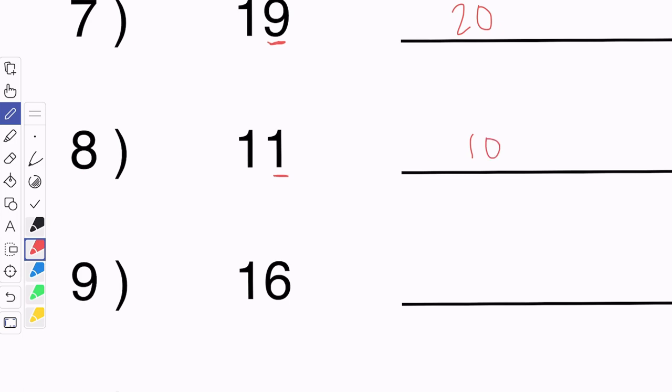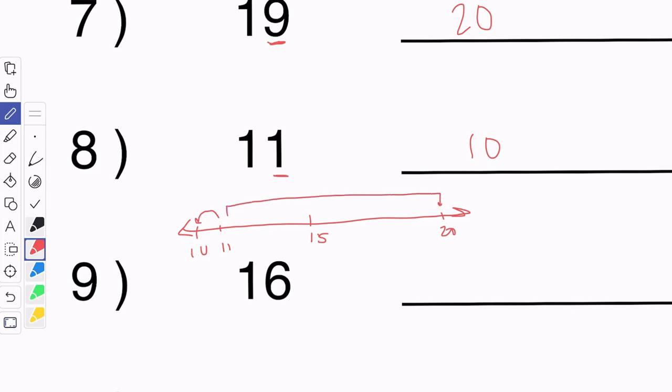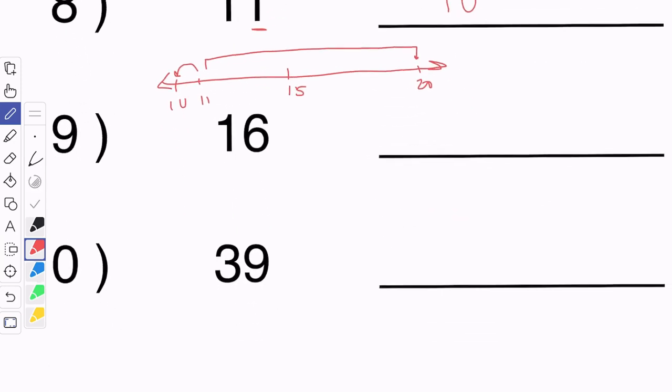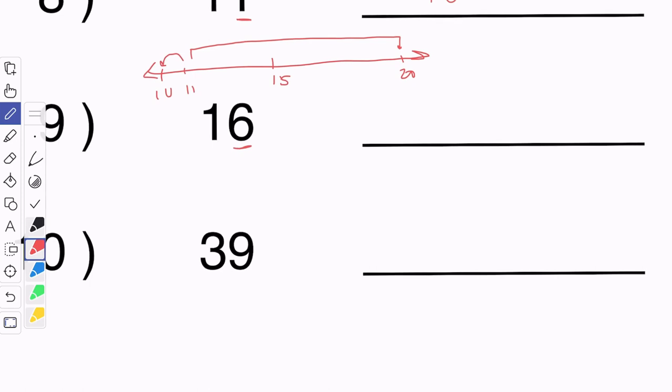Another way to visualize this is to make a number line. We could do 15 here. Here's 10 and 20, the nearest 10s to 11. 11 falls right around here, and it's closer to 10 than it is to 20. For 16, our 6 is in the ones place, and that's greater than 5, so we're going to round up to the nearest 10, which is 20. Again, a way to visualize it is on the number line. 16 would be around here, and obviously that's closer to 20 than it is to 10.